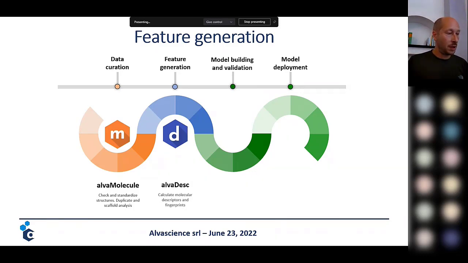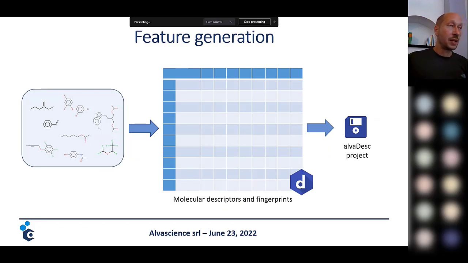The next step after the curation, so we have a curated data set, we need to calculate the features. We can calculate the features using Alvascience. Alvascience is our software tool that calculates molecular descriptors and fingerprints. Alvascience calculates almost 6,000 molecular descriptors and several types of molecular fingerprints. So the input for Alvascience is our chemical data set, SMILES, SDF, and so on. Using this data set and Alvascience, we can calculate the molecular descriptors and fingerprints.